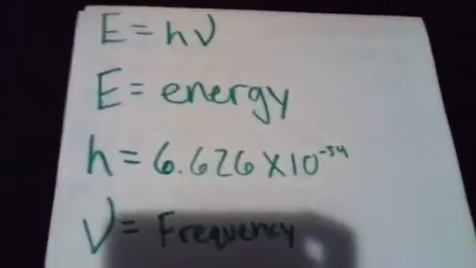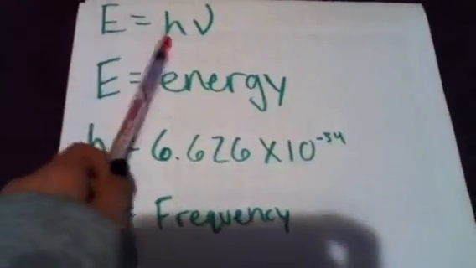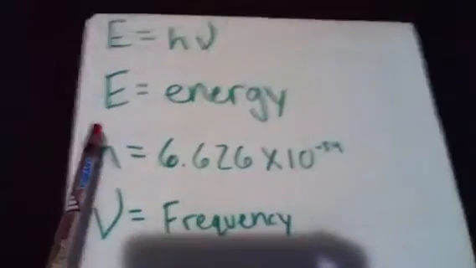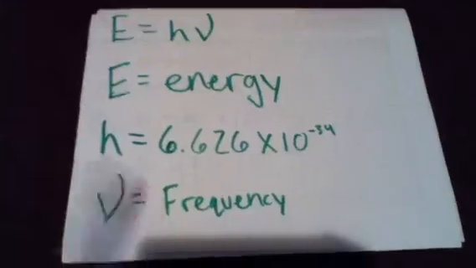Now, we're going to use a second equation to figure out what the wavelength is. E equals h times nu. E is the energy, and h is Planck's constant. Nu is once again the frequency.